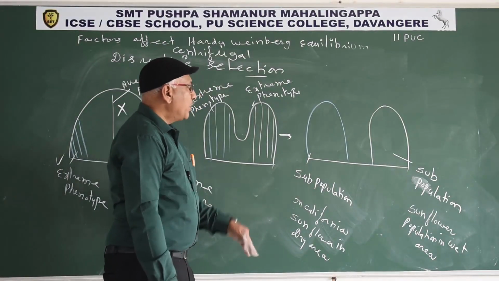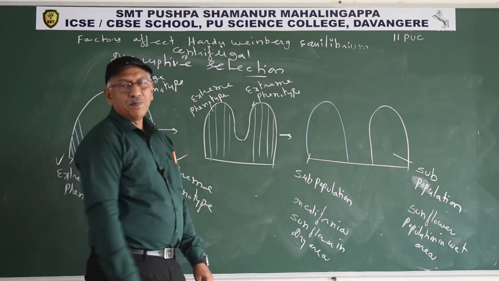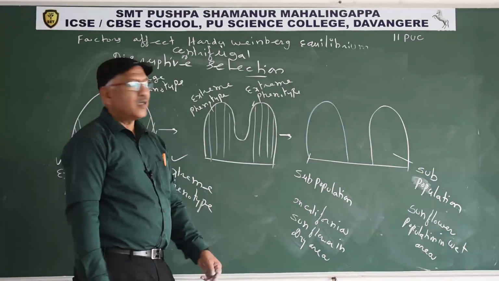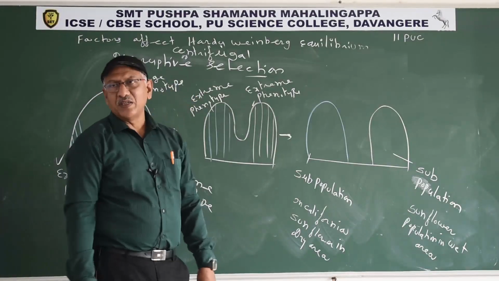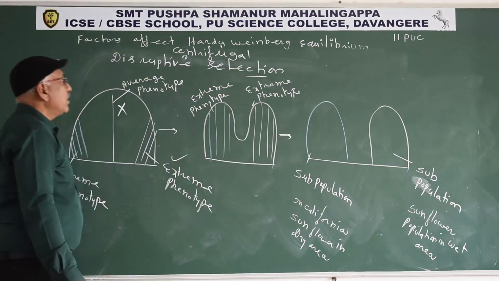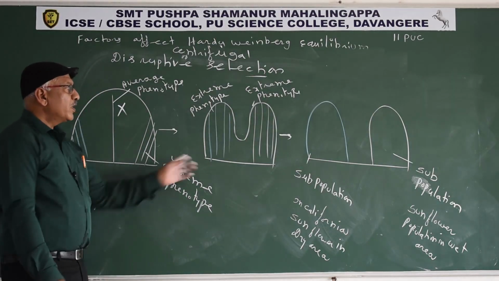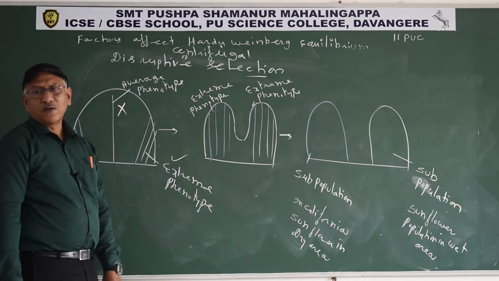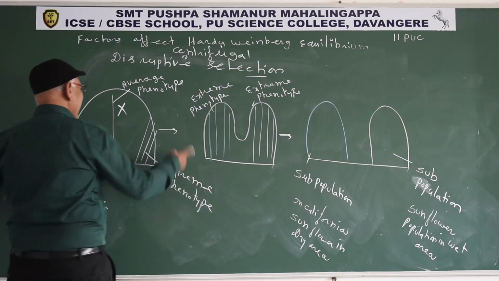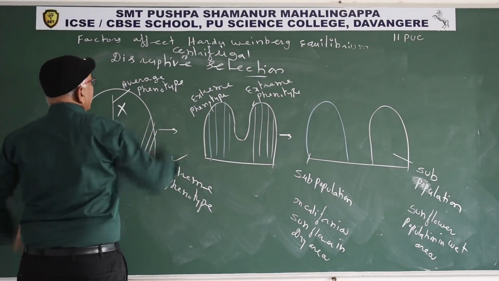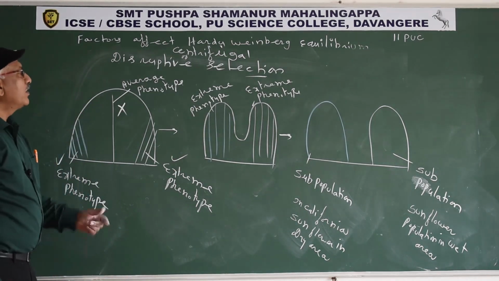In the course of time, each subpopulation becomes reproductively isolated from another subpopulation. At that time we can say each subpopulation is a new species. In this manner, due to the operation of disruptive selection, more than one new species is evolved. It is a rare type of selection that selects the extreme phenotypes. That's why it is known as centrifugal selection.